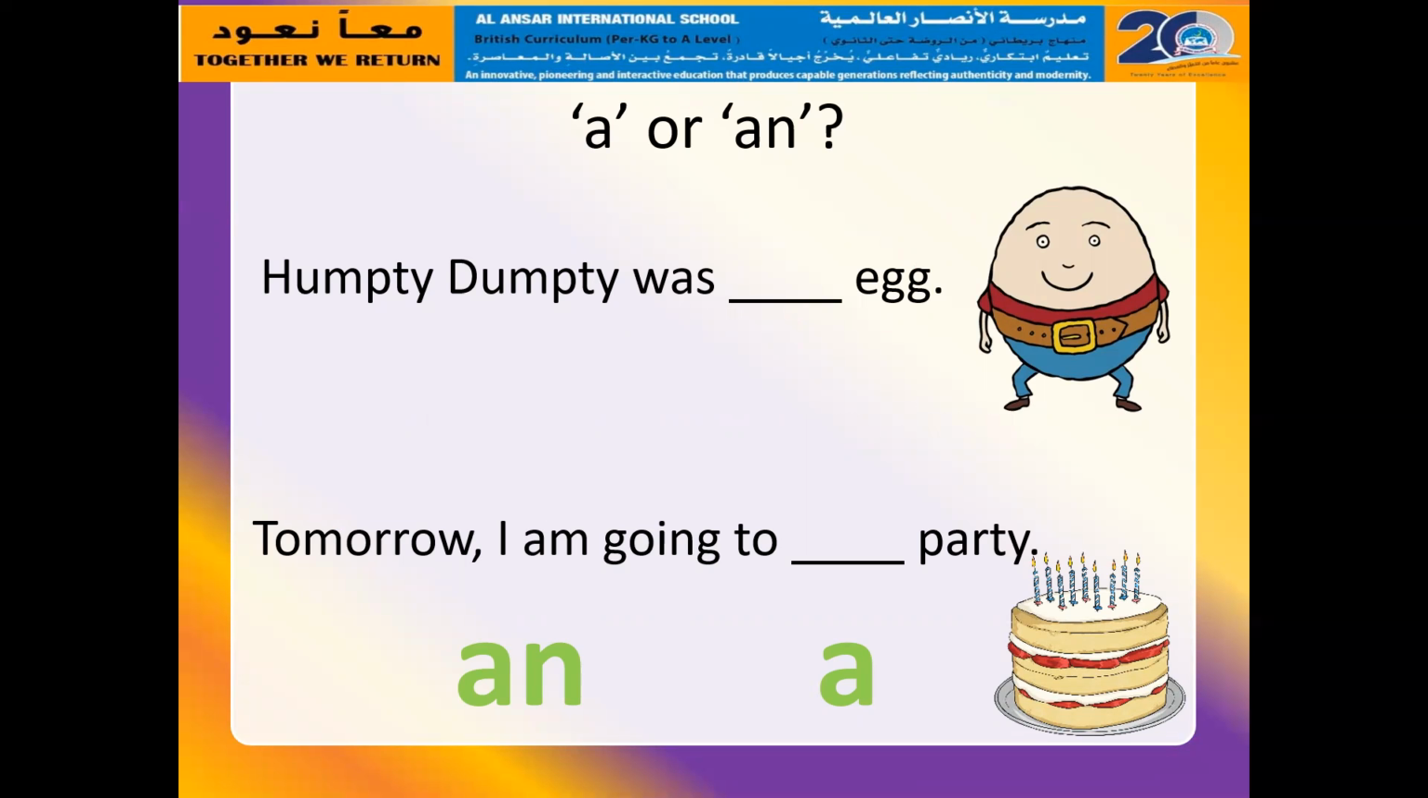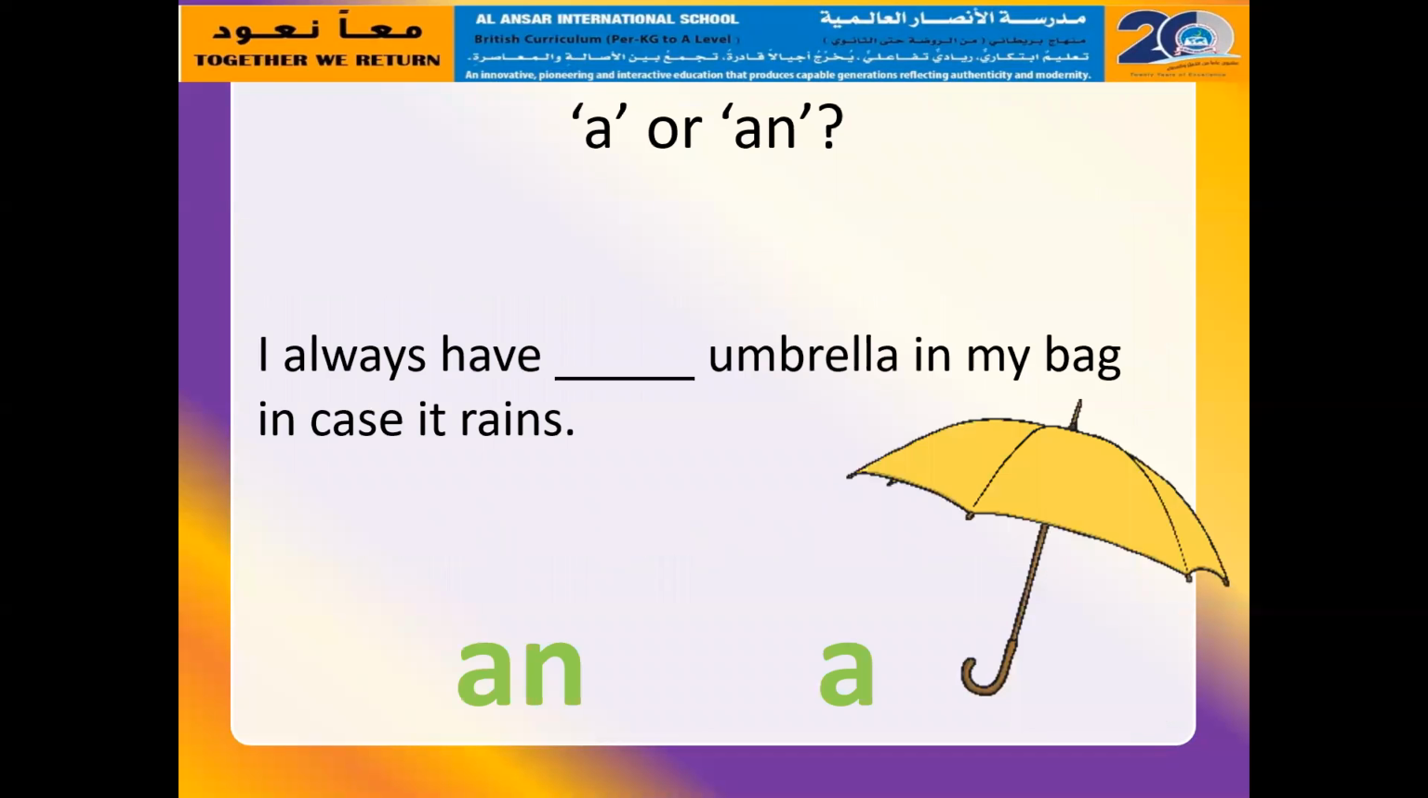Humpty Dumpty was a egg or an egg? Excellent. He was an egg because egg begins with a vowel. Tomorrow I am going to a party because party begins with a consonant. I always have an umbrella in my bag in case it rains. I always have a umbrella in my bag in case it rains. What do you think the correct word to use is? Well done, an umbrella.